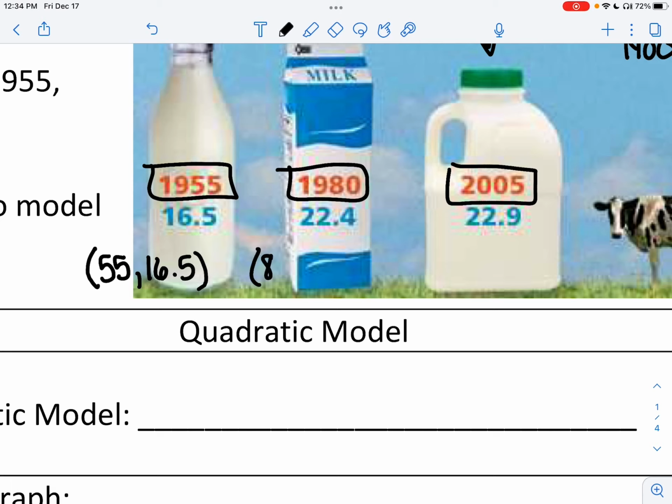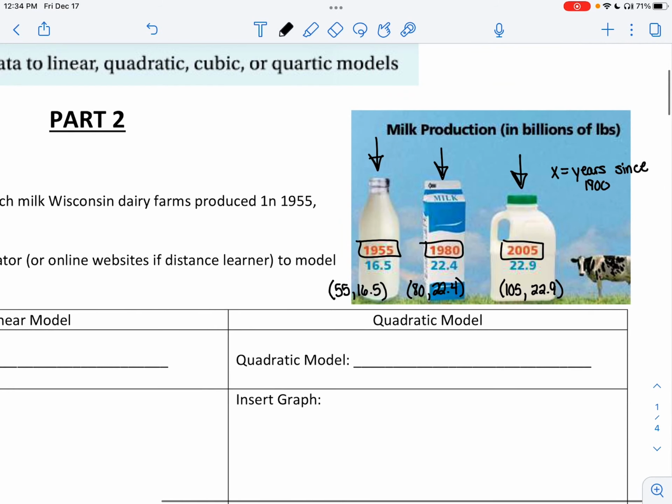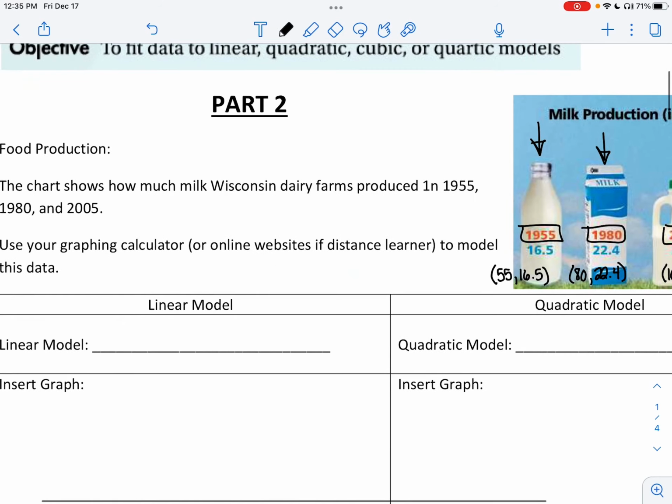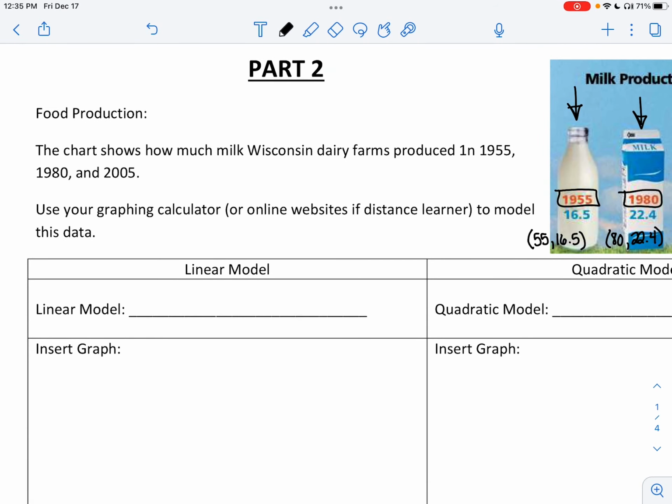This will be 80 for 1980 and 22.4. And this will be 105 for 2005. Remember how that's 105 years after 1900, and 22.9. So there's my points. Now this is in billions of pounds. So in 1955, that's when my parents were born, there was 16.5 billion pounds of milk produced at these Wisconsin dairy farms. So let's talk about the linear model.